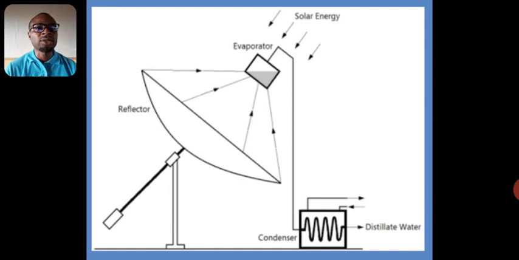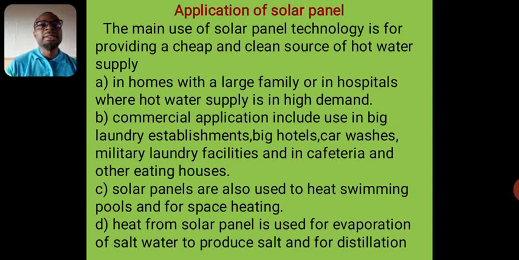Okay. Now the second diagram we have there is also a focusing collector. You can see the reflector there and the rays of the sun coming, and the reflector reflects it back to where you have an evaporator. The evaporator can serve as a kind of absorber, and you can see the channel there. It moves from there and now condenses. You have a condenser there, and from there you have your distilled water.